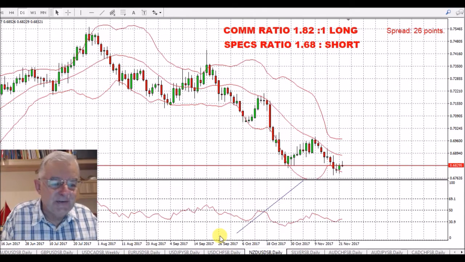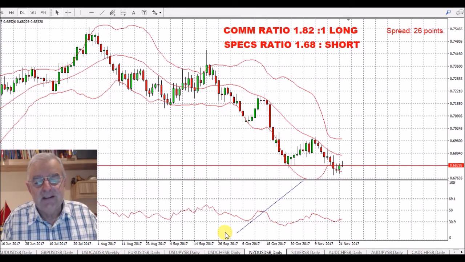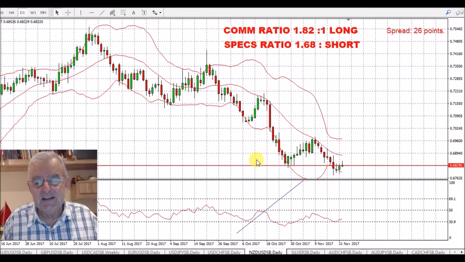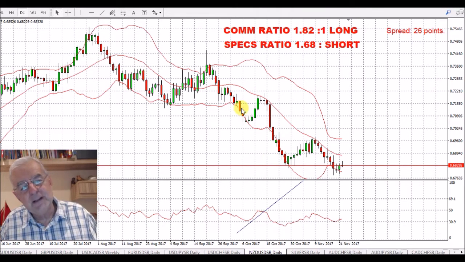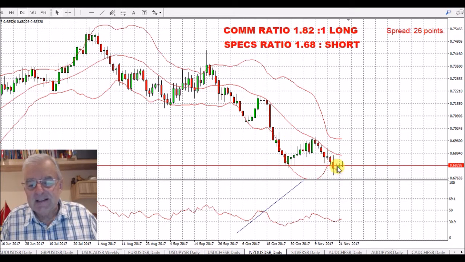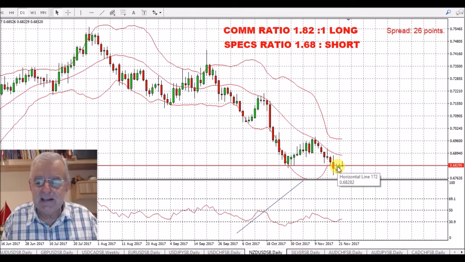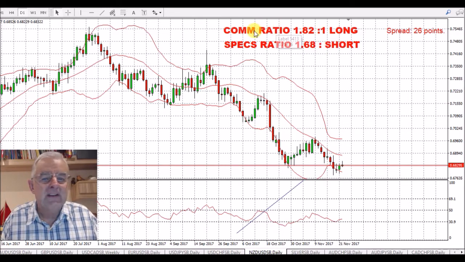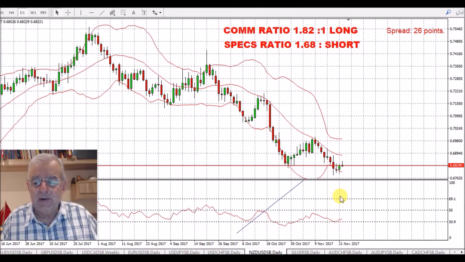New Zealand dollar, US dollar. Fundamentally, the US dollar is a lot stronger than the New Zealand dollar, but we have seen a big fall in the price of the pair, and it's come down onto a fairly stiff support. I think we might see it struggle here and maybe bounce back up a little bit. We do have a commercials long ratio of 1.82 to 1. That's long the New Zealand dollar. We did come down onto the 30.9 and we are pointing back up.